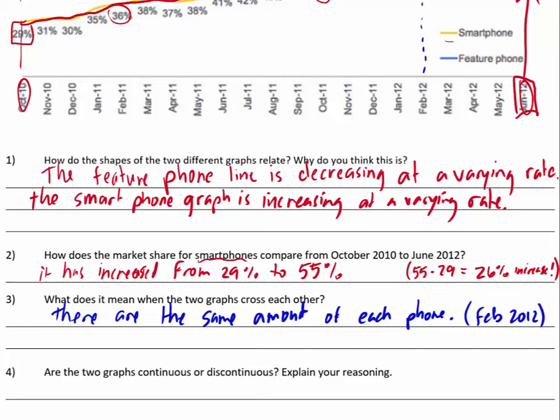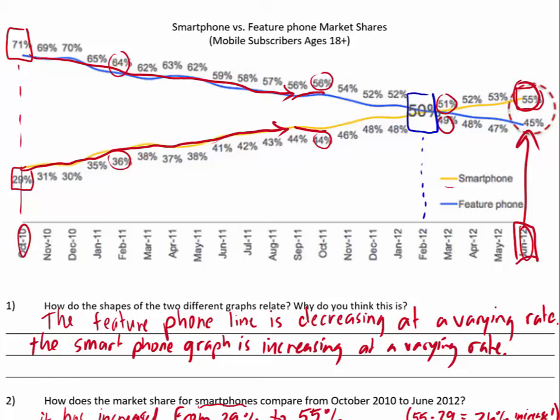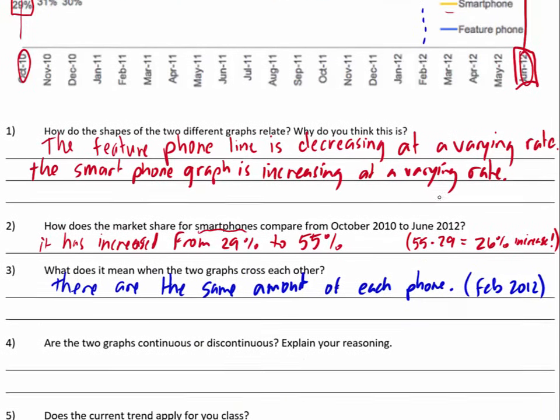So the fourth question, are the two graphs continuous or discontinuous? And explain your reasoning. So back up here, remember, continuous means that they keep going on. There are no gaps or holes. That would be a discontinuous graph. And if we look at the yellow graph and then we look at the blue graph, there aren't any gaps, there aren't any holes, there aren't any jumps. So these two are continuous.